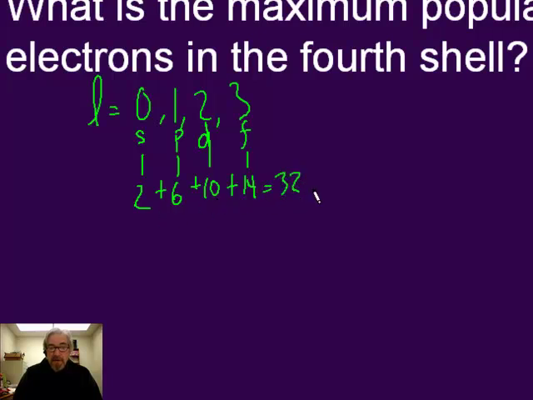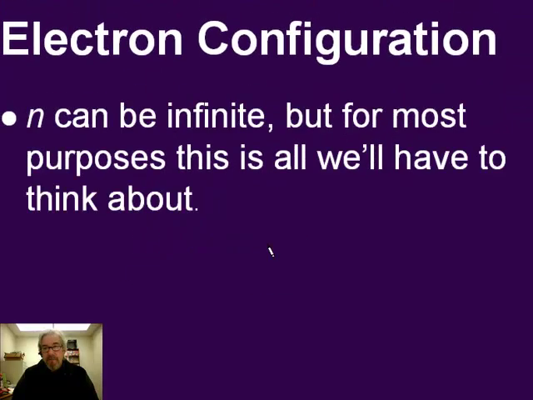That tells you that you can put 32 electrons in the fourth. So as atoms get bigger and bigger, they need more and more of these shells to fit all their electrons in. The value of n can be infinite. Remember, it ranges from 1 to 2 to 3, and it could go all the way up to infinity. But for most practical purposes, in this class at least, this is all we're going to have to think about: usually about 4 or 5 sublevels in about 5 or 6 main shells.